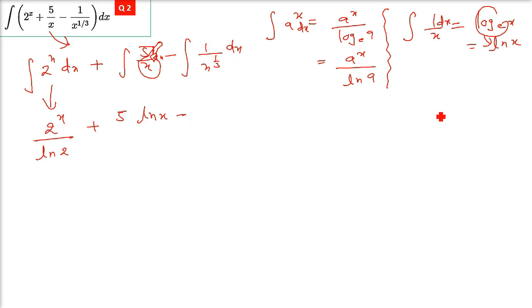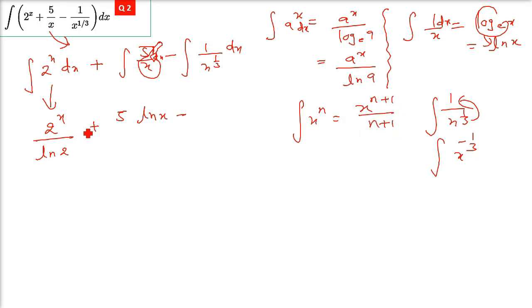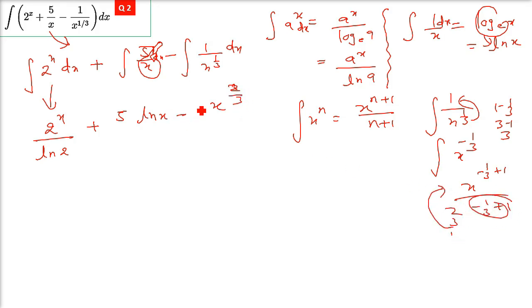Now this x raised 1 by 3 in the denominator will go up, and it will be x raised minus 1 by 3. When we have x raised minus 1 by 3, it's x raised n integration. So it will be x raised n plus 1 by n plus 1. Now I'm not adding the constant. It will be there everywhere. So x raised minus 1 by 3 plus 1 by minus 1 by 3 is the integration which we are doing. 1 minus 1 by 3 is simply 3 minus 1 by 3, it's 2 by 3. So x to the 2 by 3 divided by 2 by 3. And this denominator 2 by 3, as I told you, when it goes up, it will be inverted. Reciprocal will be taken. So 3 by 2 into x raised 2 by 3.